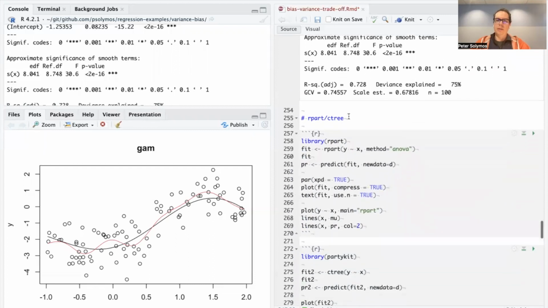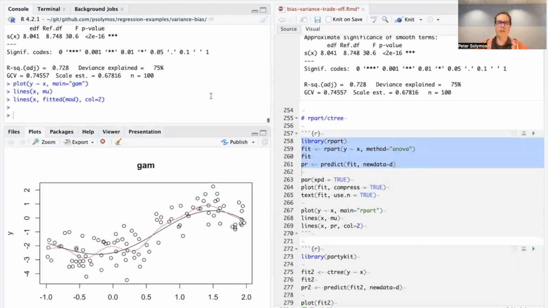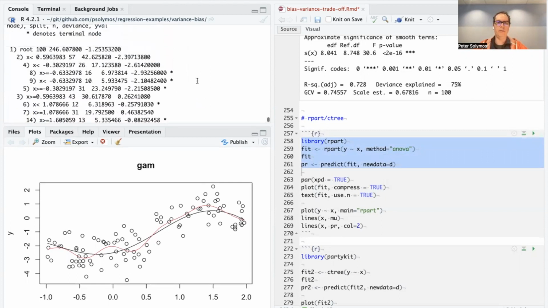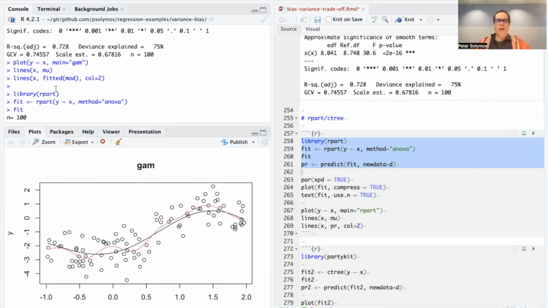And the next model is going to be non-parametric. This is regression tree. The most basic implementation in R is called rpart. And I think this is archaic. Not many people are using it other than for teaching purposes, which is what I'm doing here. So you can load rpart, which is part of the base R installation.